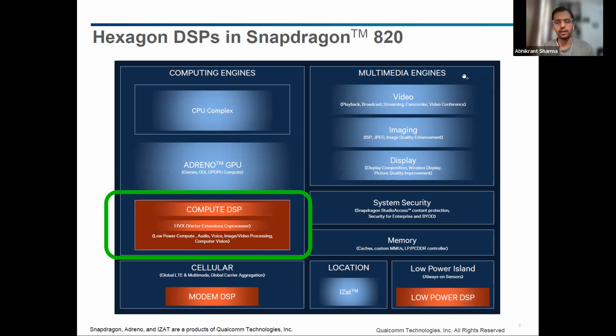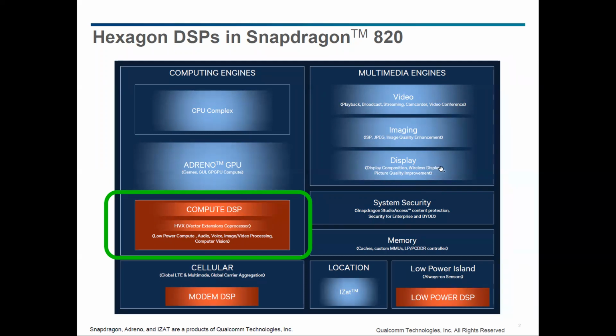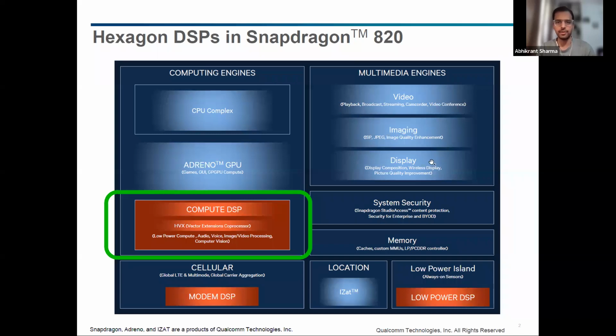There are some more dedicated hardware blocks for multimedia engines. We have a dedicated video hardware block. There is an image signal processing block that we have, and there is a dedicated hardware block for doing display processing. Now, some of you might be wondering, we just spoke about audio, voice, or image processing in the compute DSP, and then we have multimedia engines mentioned over here. Well, these are basically hardware blocks, and on the compute DSP, the processing for your video applications or image applications will happen in software, whereas there are dedicated hardware blocks which will be responsible for performing a specific application.